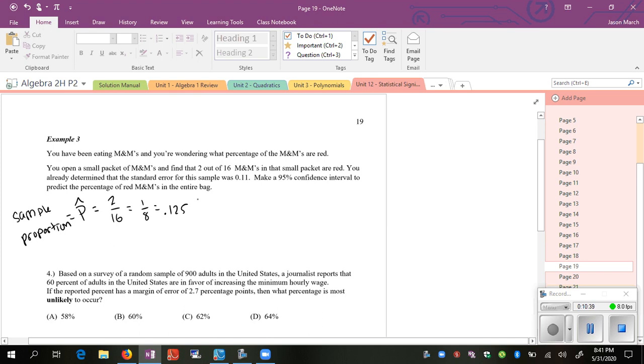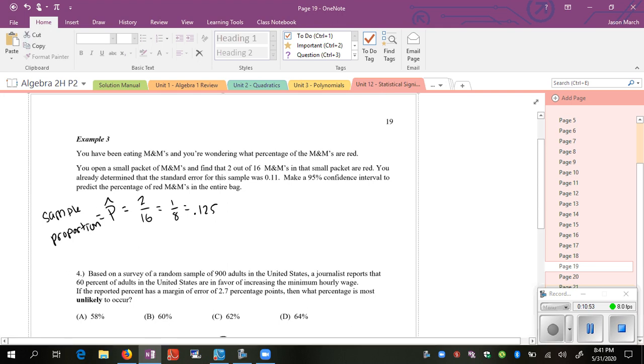You already determined the standard error, so again, you didn't need to figure that out. It is 0.11. Make a 95% confidence interval to predict the percentage of red M&Ms in the entire bag. So we will do 0.125 plus or minus 2 times 0.11.